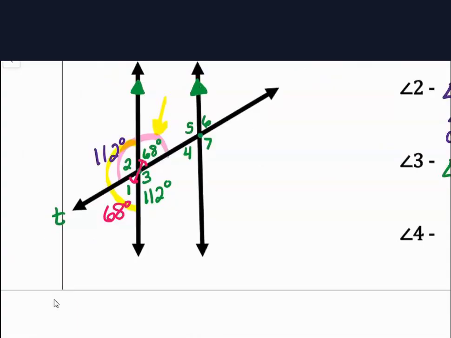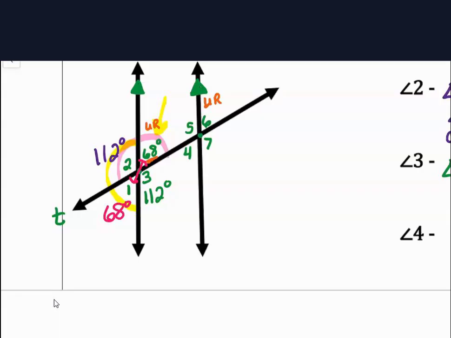corresponding. So we've got 68. What is on the same side of the transversal? I can either pick 5 or I can pick 6. So it's one of those two. And then it says in the same position. Well, the 68 is in the upper right corner and the 6 is in the upper right corner. So that means I'm going to go with 6.